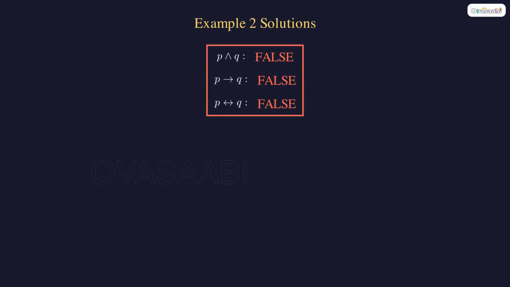P and Q, one is false, so false. P implies Q, P is true but Q is false, the only case that gives false. P if and only if Q, they don't match, false.